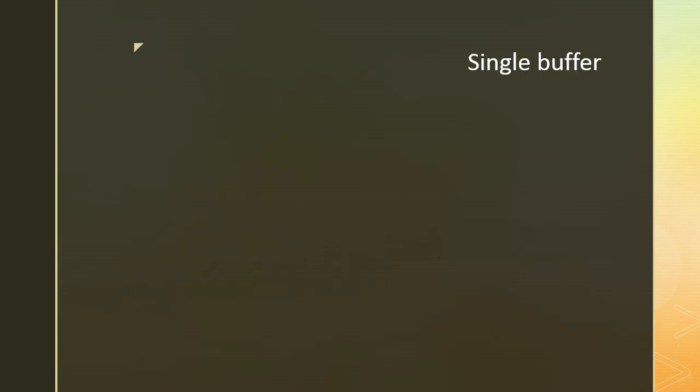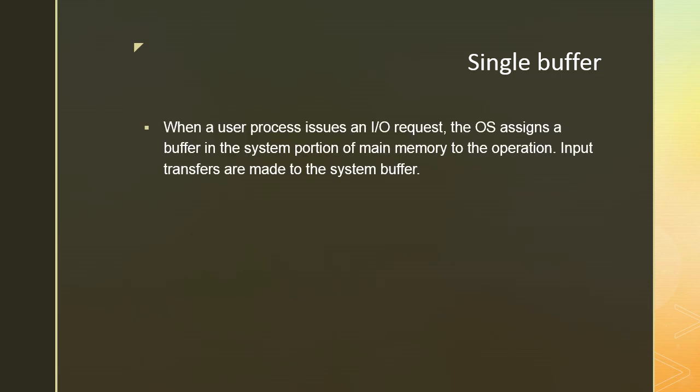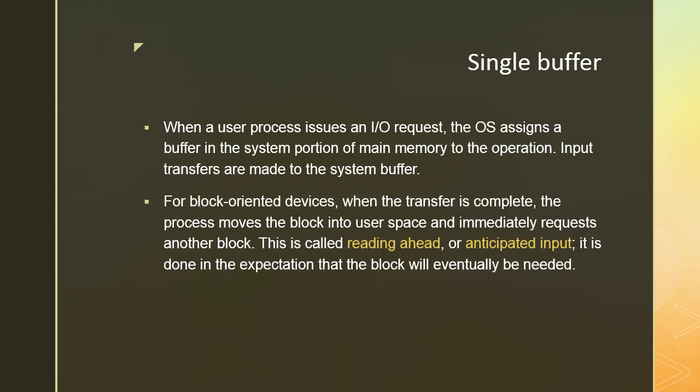Let us now talk about single buffer. When a user process issues an I/O request, the operating system assigns a buffer in the system portion of main memory to the operation. This means that the buffer is placed in the portion of memory where the operating system resides. Input transfers are made to the system buffer.